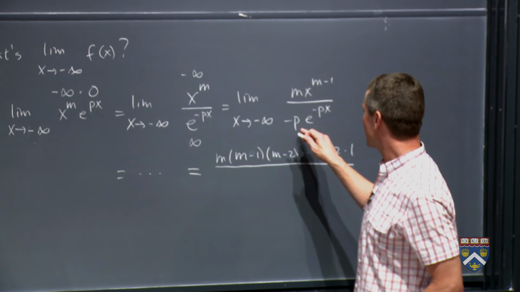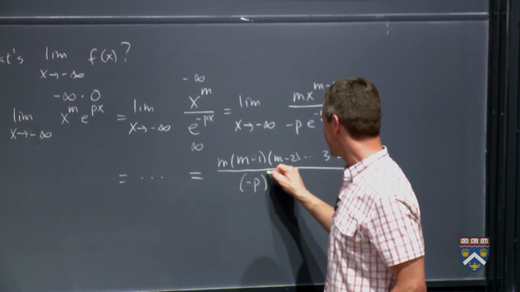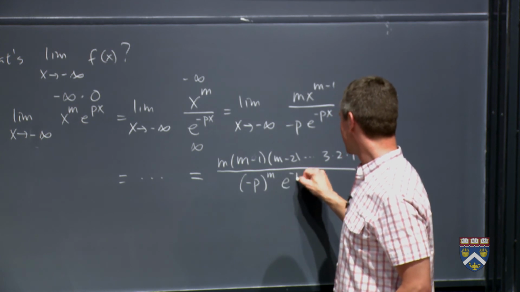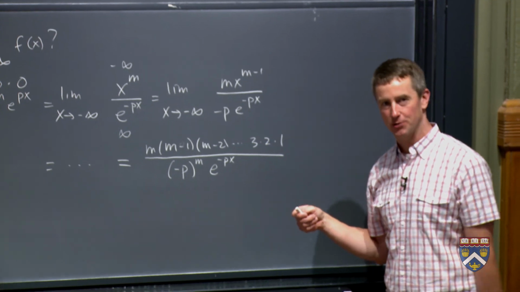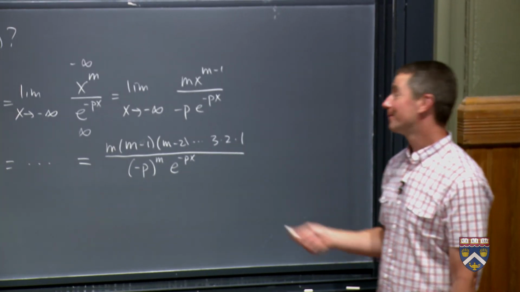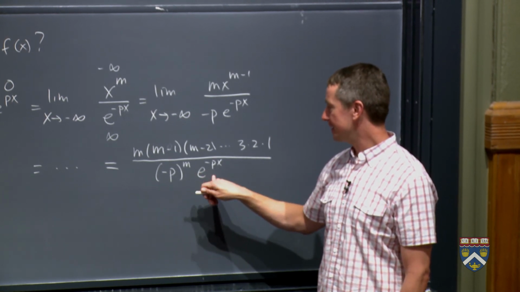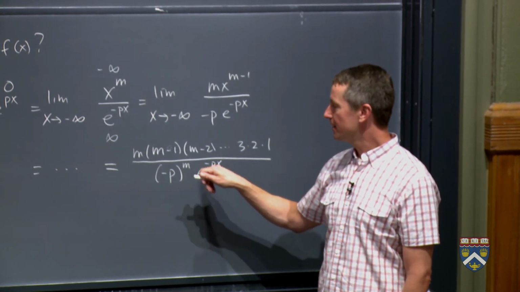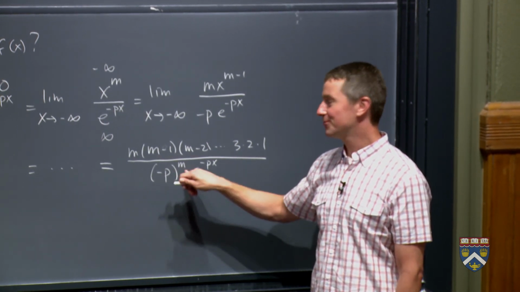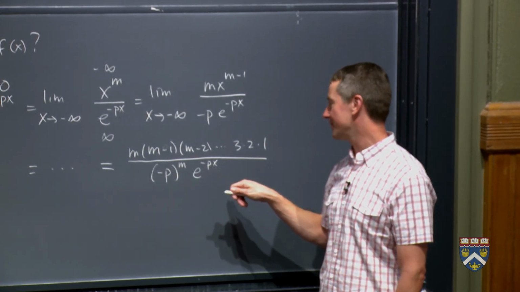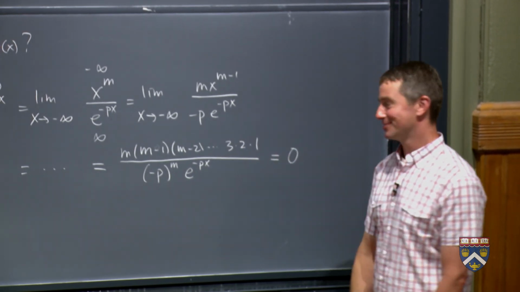So what happened here, m of these negative p's came out. So I get negative p to the m e to the negative px. This thing on the top is written as m factorial. You might have seen that. But it's a number. This is some number. And the bottom, this is going to infinity. m is odd. So this is a negative to an odd. So the bottom is going to negative infinity. So I've got a number over negative infinity, which is 0.